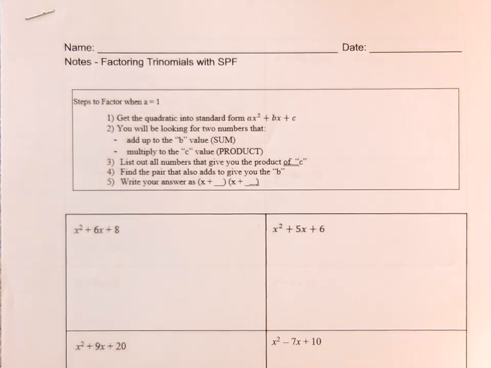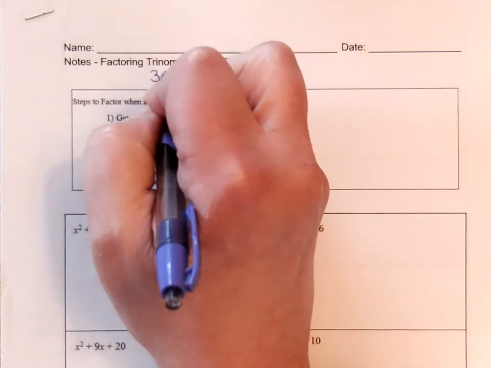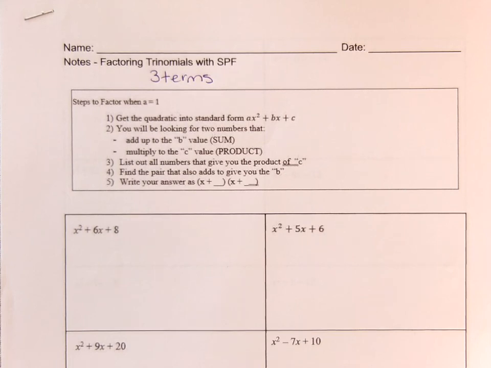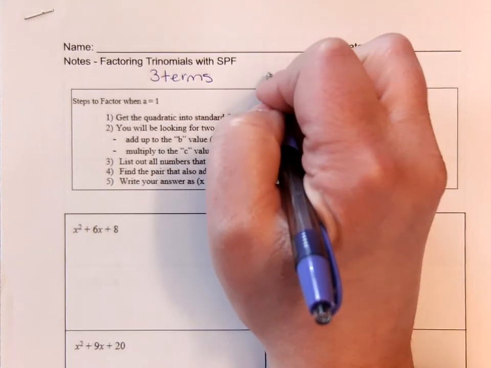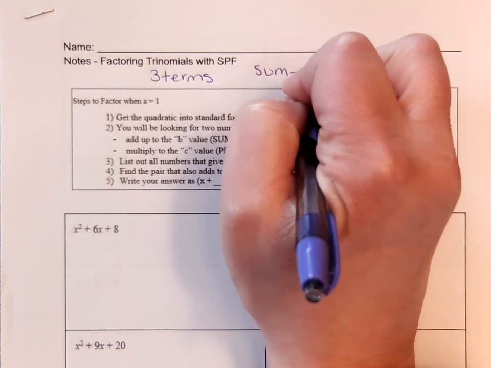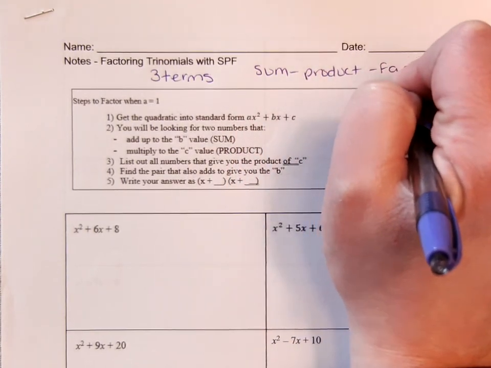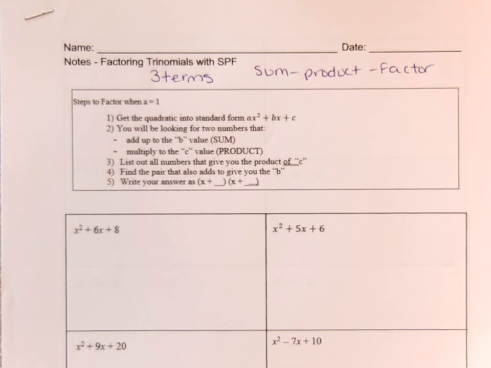Hey guys, it's Mrs. Allward, and today we're going to talk about our last type of factoring, factoring trinomials. That means three terms, with a method called SPF. That stands for sum product factor. It's a bit of a puzzle, but we're going to work through it.